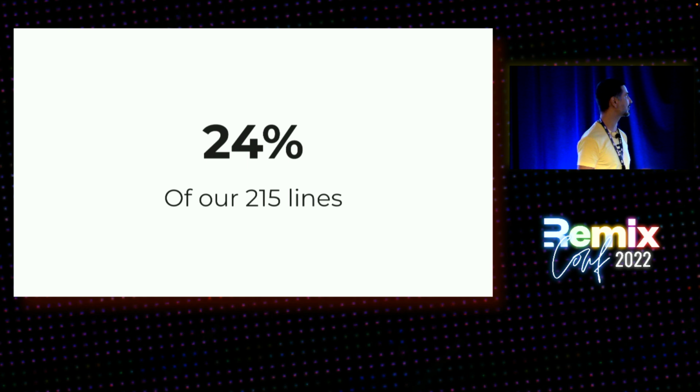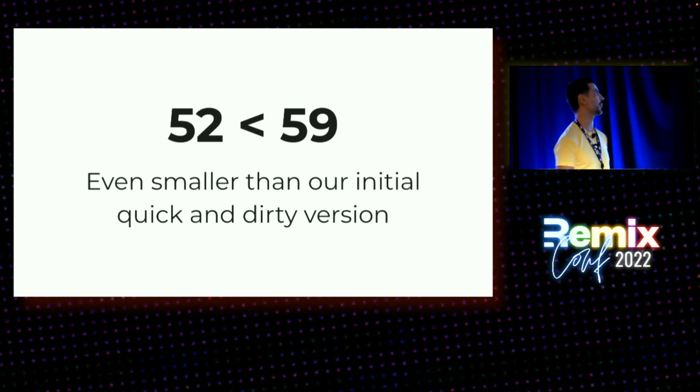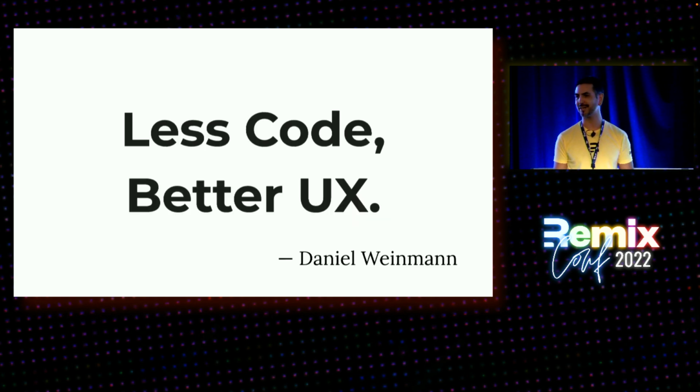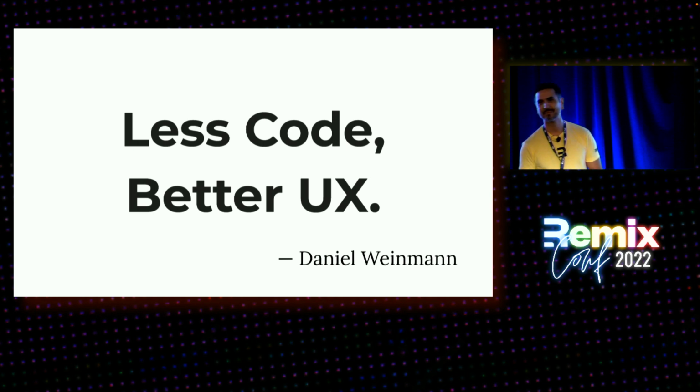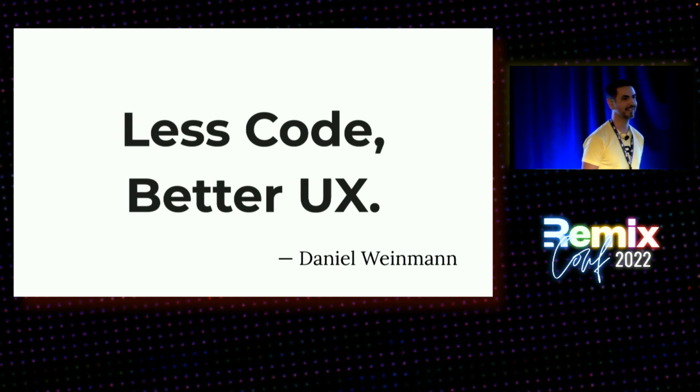52 lines of code is 24% of our original from-scratch 215 lines, four times less. And it's even fewer lines than our quick and dirty, no validation whatsoever, pray for a happy path version. So we end up with, again, less code, better UX, right? Thank you. And thank you, Ryan, for giving me the right to use this quote.